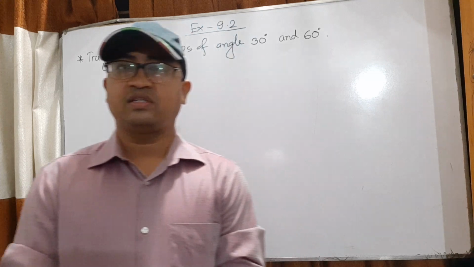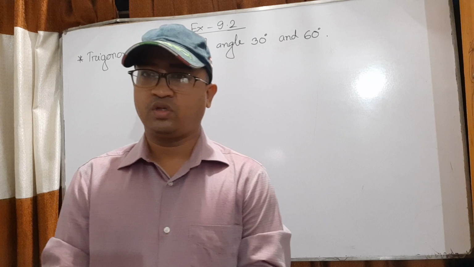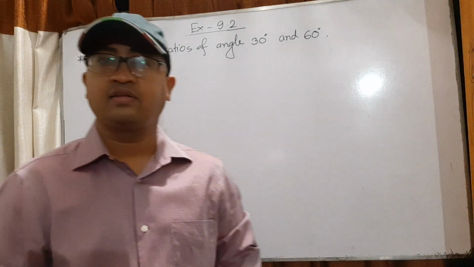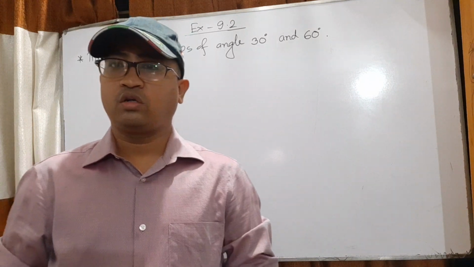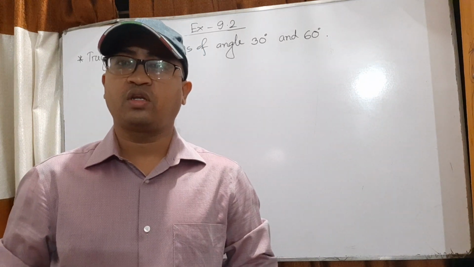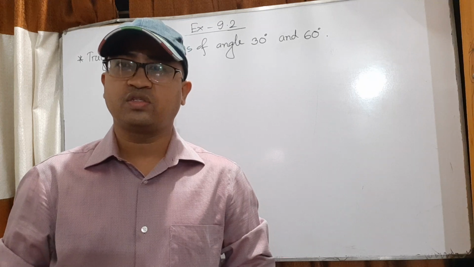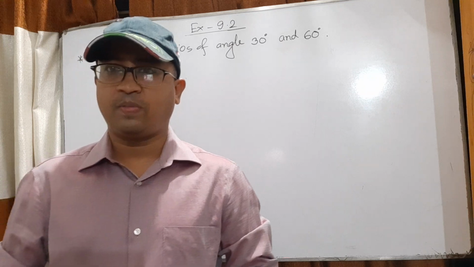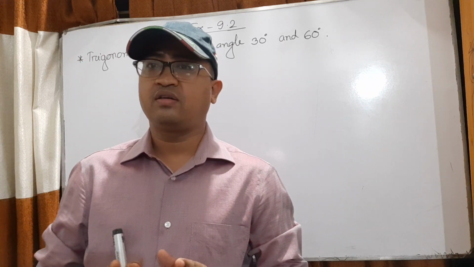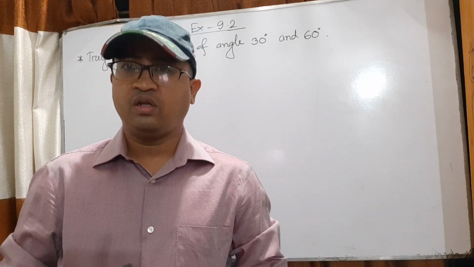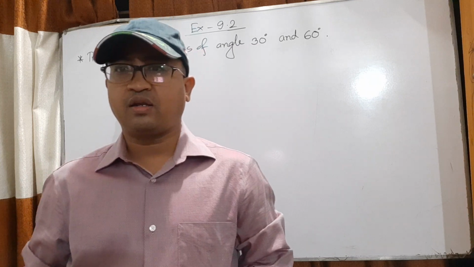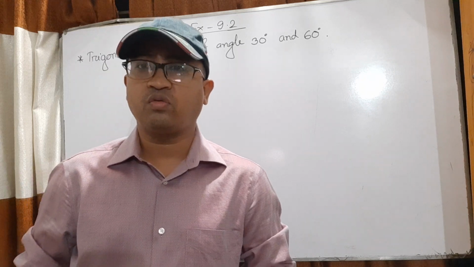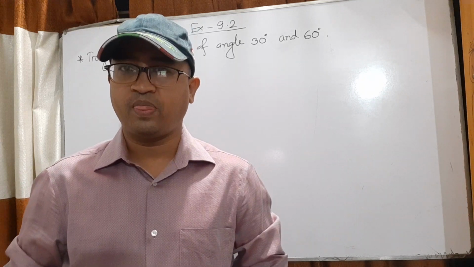Today I will discuss exercise 9.2, trigonometric ratios of angle 30 degree and 60 degree. In 9.1 we have known the different trigonometric ratios. There are 6 trigonometric ratios: sin theta, cos theta, tan theta, cot theta, sec theta and cosec theta. But theta is the symbol of angle. It may be 0 degree, 30 degree, 45 degree, 60 degree, 90 degree, or it may be more than 90 degree also.